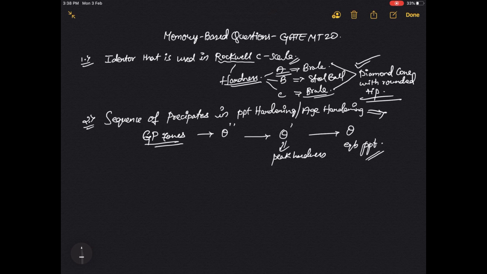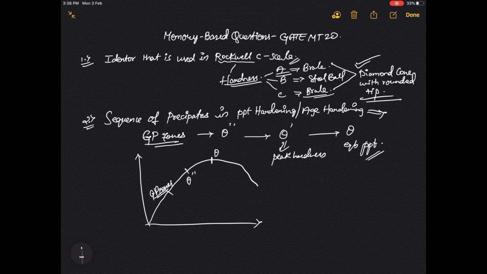So this is an important question from previous years, nothing new in this question, but what you must remember is this graph, where you can see GP zones here, theta double dash, and as I said, peak hardness at theta dash, and finally the equilibrium precipitate, that's theta, at the last. So what's this graph about? This graph is nothing but hardness versus aging time.